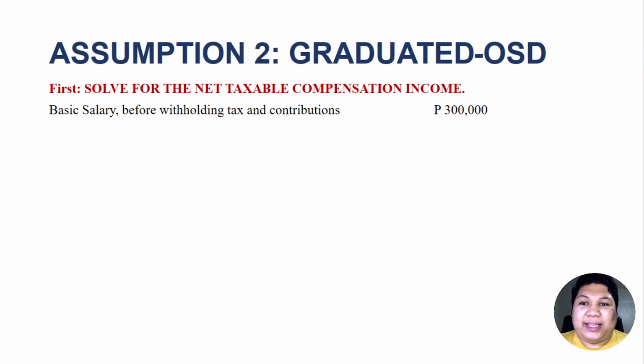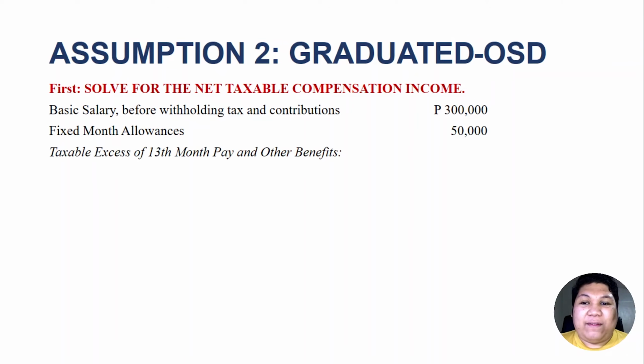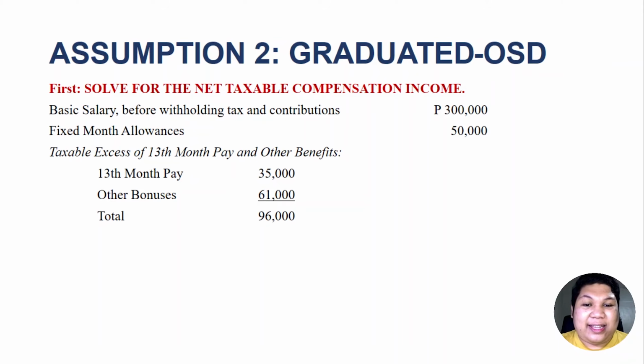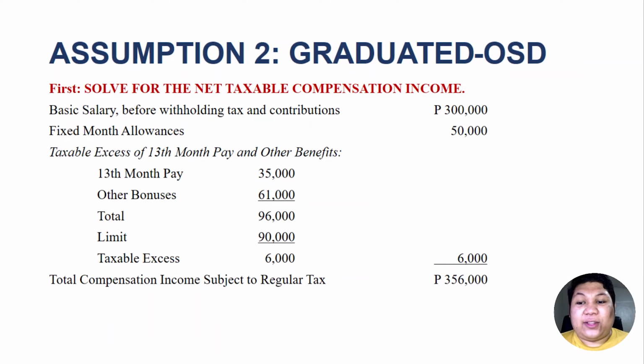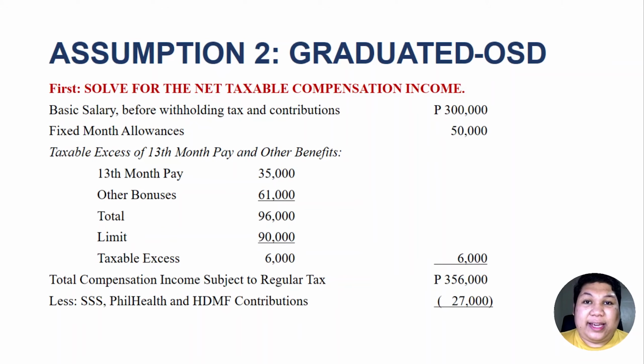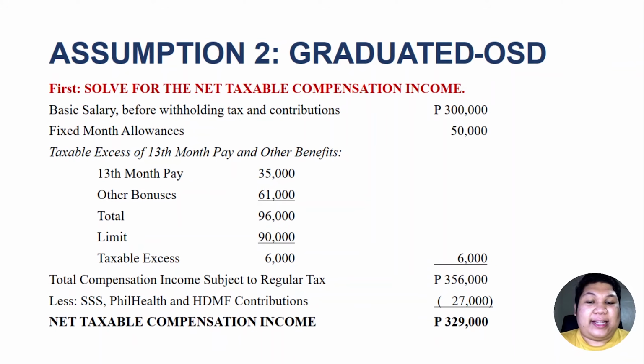We have basic salary, fixed monthly allowances, and taxable excess. We have this again, a total of 96,000 pesos. And again, the limit is only 90,000. Therefore, the taxable excess is 6,000 pesos. And we will add that to our basic salary and fixed monthly allowances to get the total compensation income subject to regular tax of 356,000 pesos. And we will deduct the SSS, PhilHealth, and HDMF contributions. And we will get net taxable compensation income of 329,000 pesos.